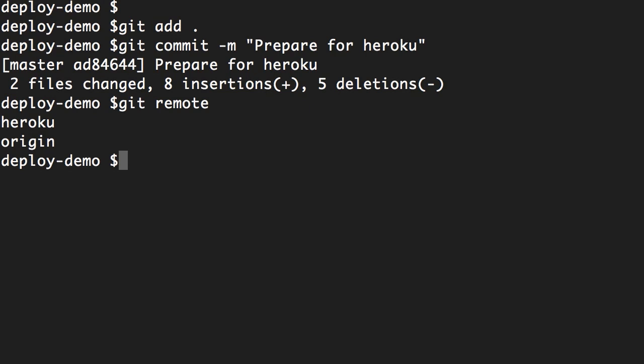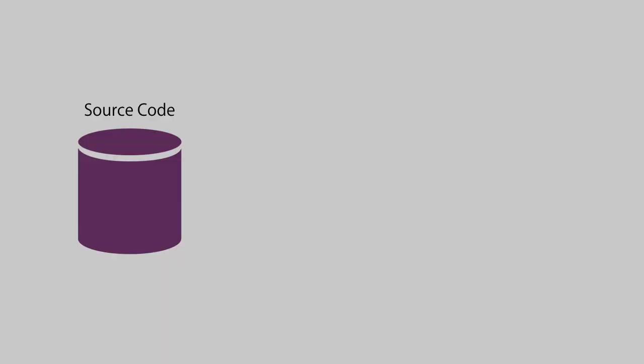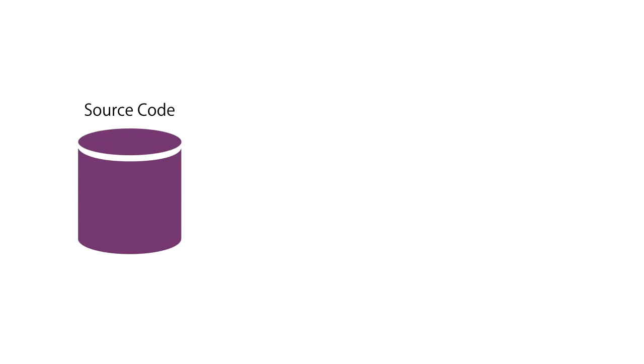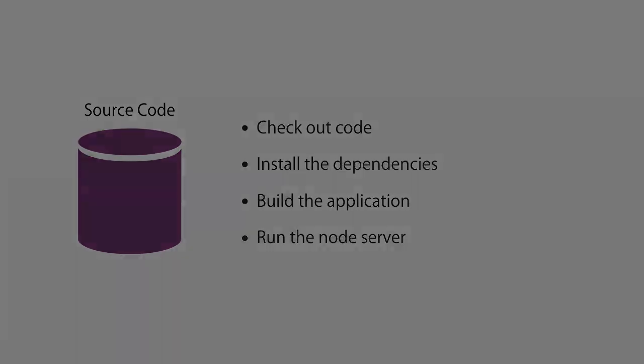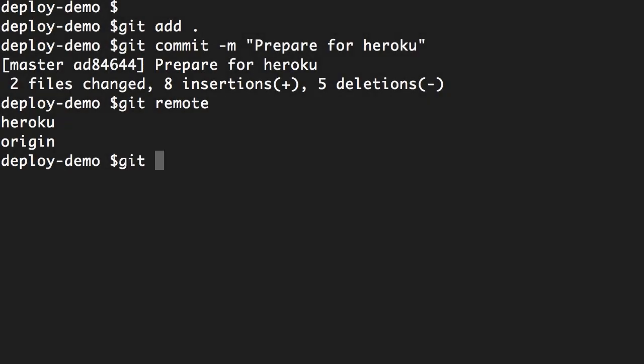So every time we want to deploy our application, all we have to do is to push our changes to Heroku. At this point, Heroku has a continuous deployment process. It kicks in, it checks out all the latest code from that repository. It's going to build our application, it's going to install all the dependencies and run the node server. Let's see this in action. So git push heroku master.